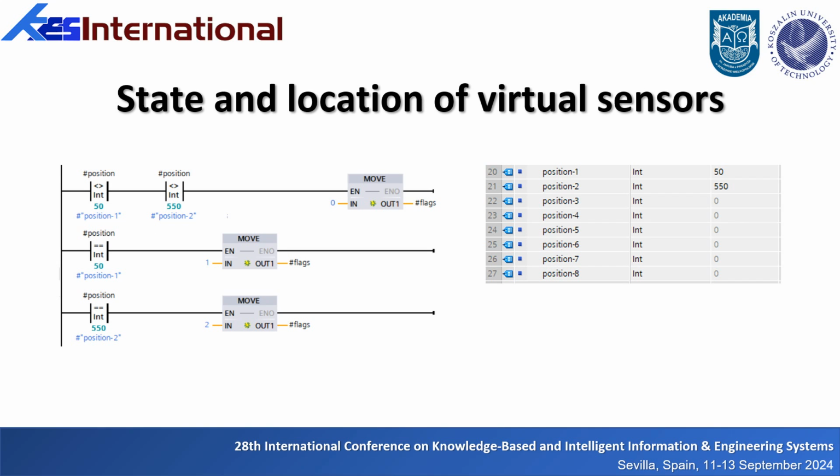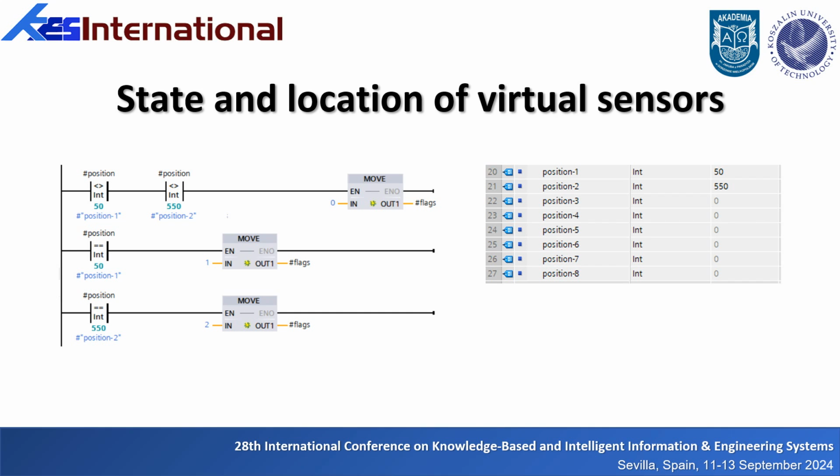Generating information about the state of virtual sensors may look as shown on the slide. If the value of the position variable is different from the declared value representing the position of a specific sensor, the value 0 is entered into the flag variable. This means that none of the virtual sensors is active. If the position variable takes one of the values representing the position of a sensor, the code of the appropriate sensor will be entered into the flag variable.